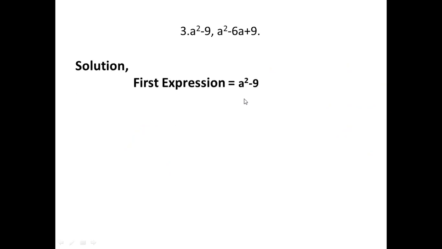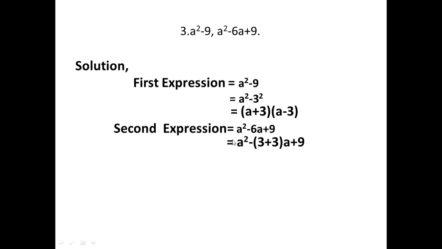Similarly, here this is in the formula of A square minus B square. 9 means 3 square, so we can write A plus 3, A minus 3. Just now I showed the A square minus B square formula. And similarly here, there are 3 terms. In 3 terms, how do we factor it? I am going to show you here.